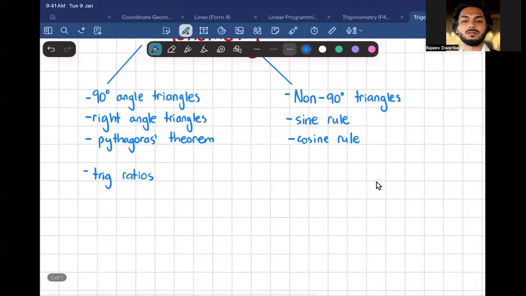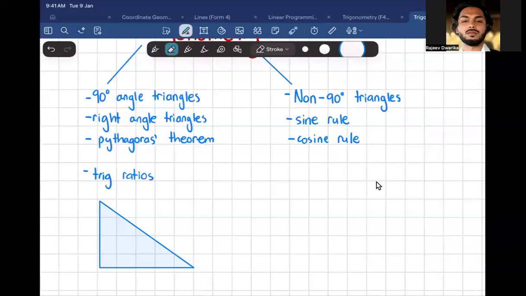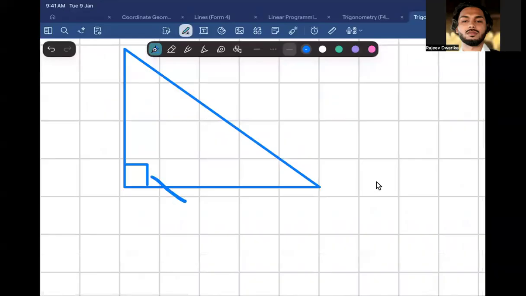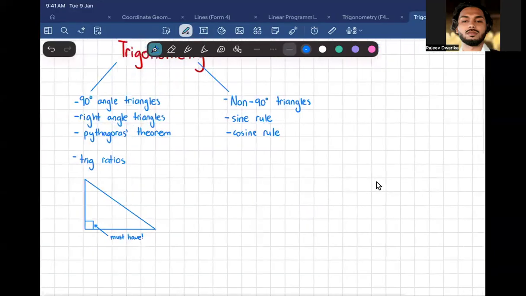Let me just draw a quick example. This is what a right angle triangle would look like. Of course, it must have a right angle in it somewhere. I want to make something real clear, guys. If you see a triangle and it doesn't have this in it, don't assume it's a right angle triangle. Must have. So that's an example of a right angle triangle.